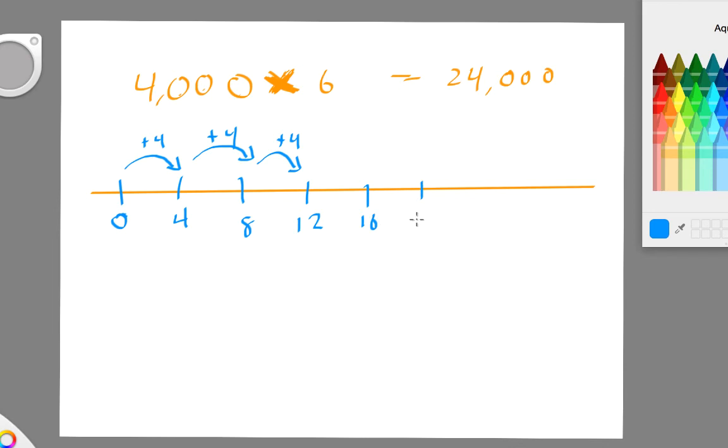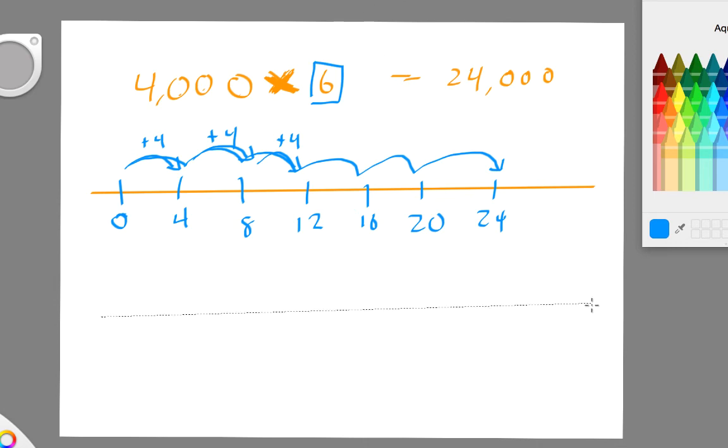16. If you can count by 4s, you're in good shape. 20. 24. And so we're multiplying 6 times. So 1, 2, 3, 4, 5, 6. Multiplication is counting over and over again. Okay, so we get to 24. We just have to remember that that's the same process if we were to change our number line like they did in the book.